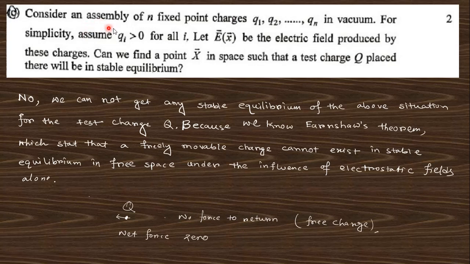Next, consider an assembly of n fixed point charges in a vacuum, with Qi not equal to 0. So E is the electric field produced by these charges. Can we find a point in space for a test charge with stable equilibrium? No, there can be no stable equilibrium, because Earnshaw's theorem says that a freely movable charge cannot exist in stable equilibrium under the influence of an electrostatic field.